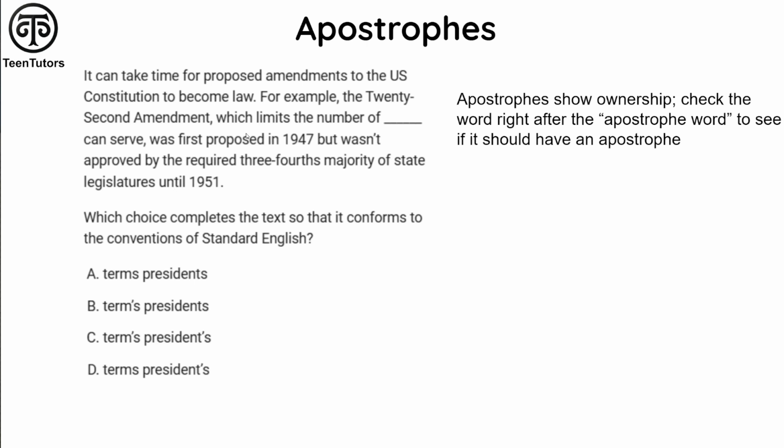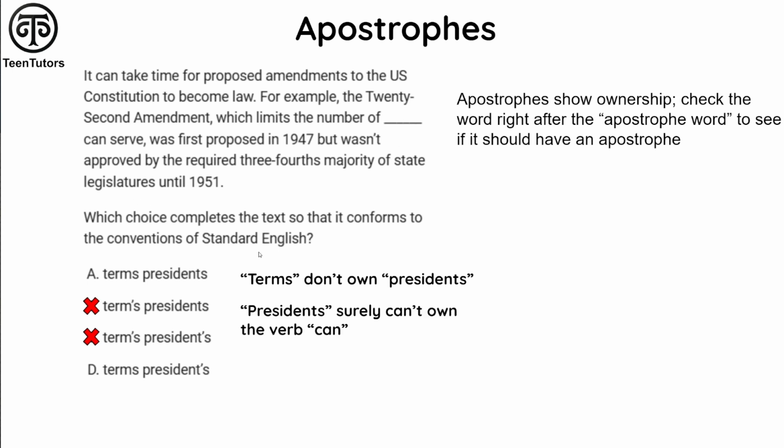So here we ask ourselves, okay, does the word terms own the word presidents? And the answer is no. Terms does not own the word presidents. Okay, so immediately there, B and C are wrong because they have an apostrophe on the word terms, which would mean that they're showing ownership, right? And then we say, okay, does the word presidents own the word can? Presidents surely cannot own the verb can because we cannot show ownership for a verb, right? So therefore D would also be wrong, and then our answer choice would just be A. It would be no apostrophes, right?